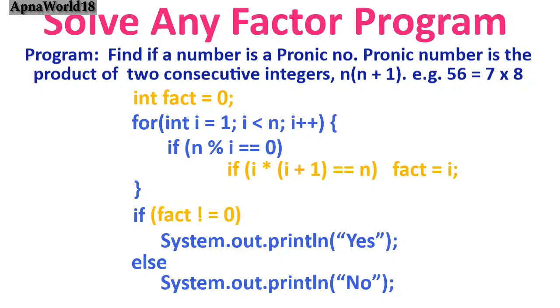In the check section, we will just check if fact is non-zero. If yes, it is a pronic number. If you want, you can print fact and fact plus 1 also over here. If it is 0, then it is not a pronic number.